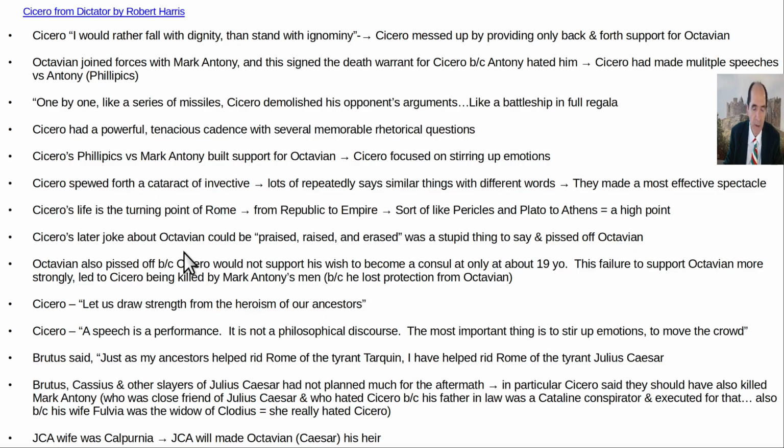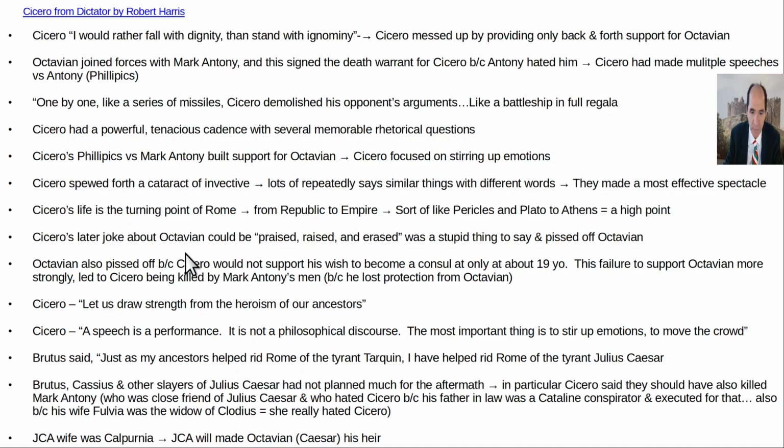Cicero really screwed up big time when he made a joke about Octavian. He said something along the lines, when asked what he planned for Octavian, he said, he shall be praised and raised and then erased. You know, so as if he wanted to stir up support for Octavian to get him to bump off Mark Antony, and then afterwards they were going to sort of push Octavian aside. Cicero underestimated him because he's only like 18, 19 years old.